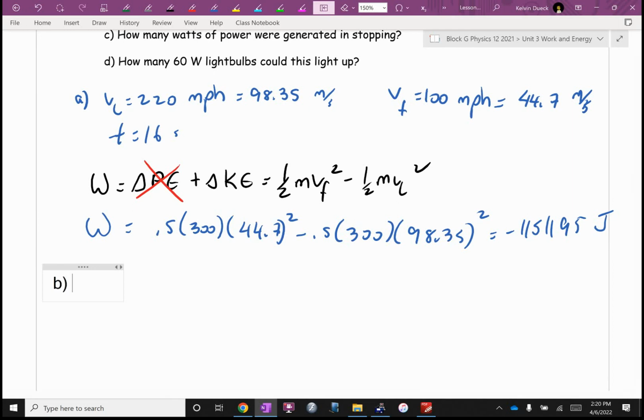Where'd that energy go? Lots of heat. C. How many watts of power were generated in stopping?